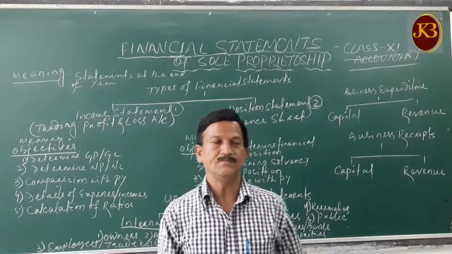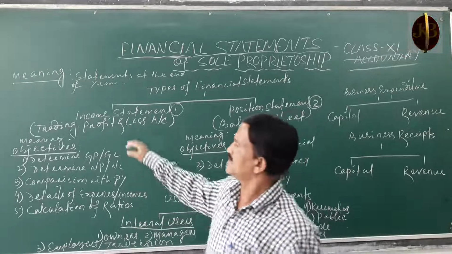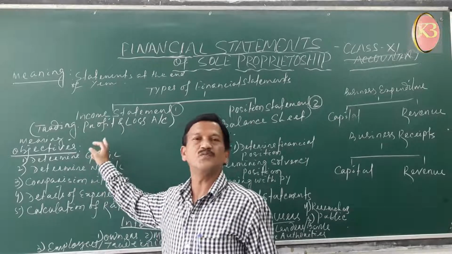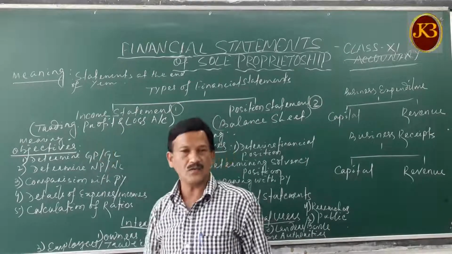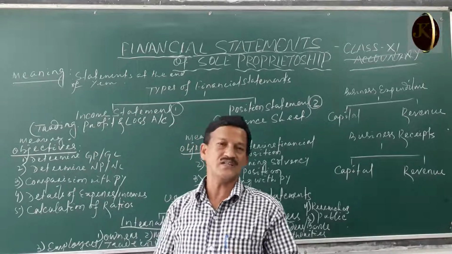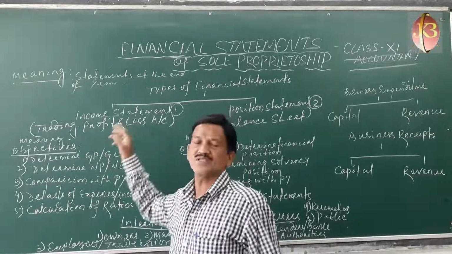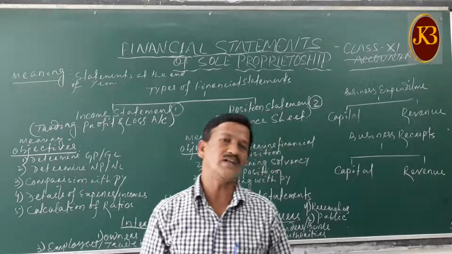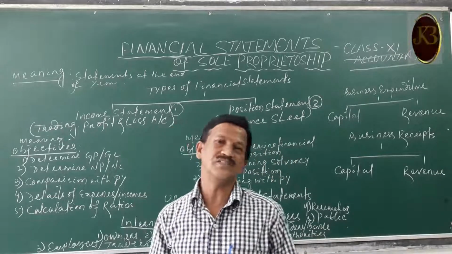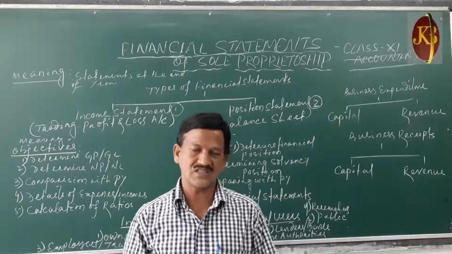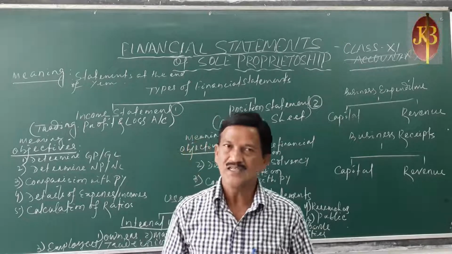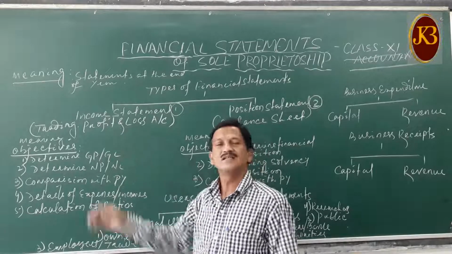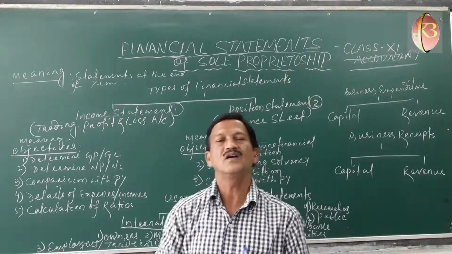Income statement, otherwise called the trading profit and loss account. That is the common statement. The income statement is commonly known as the statement used to find out the income and profits of the business. That is called the income statement, and it is commonly known as the trading profit and loss account.